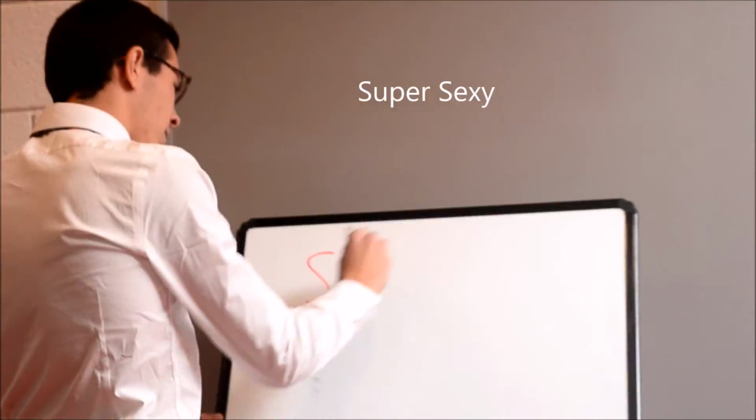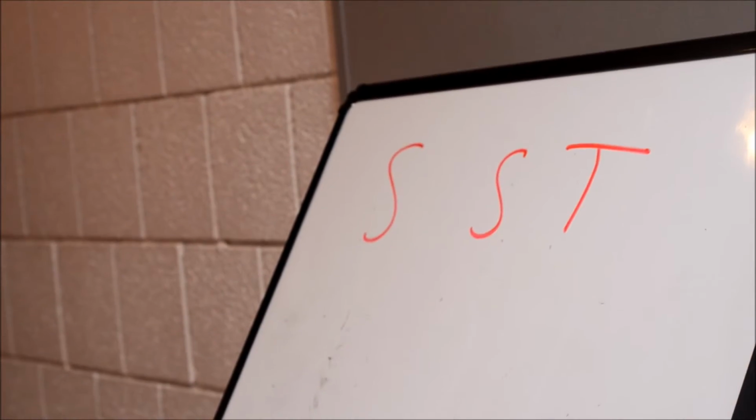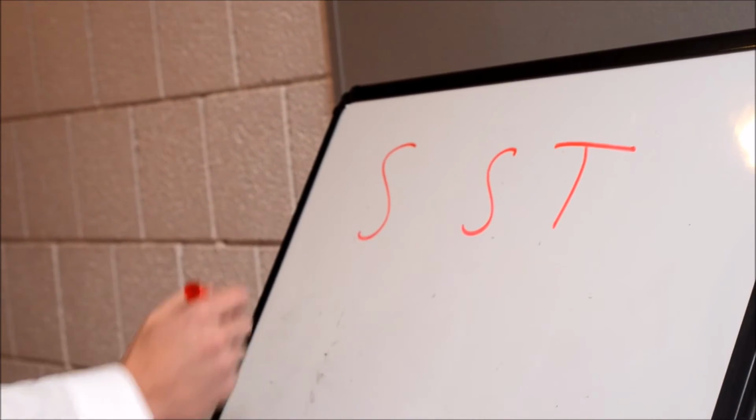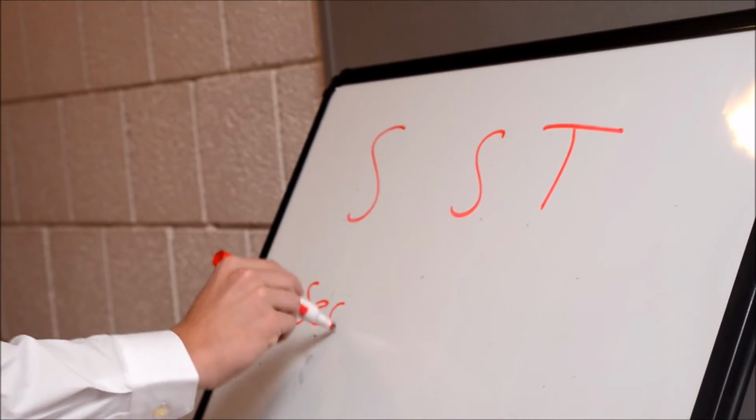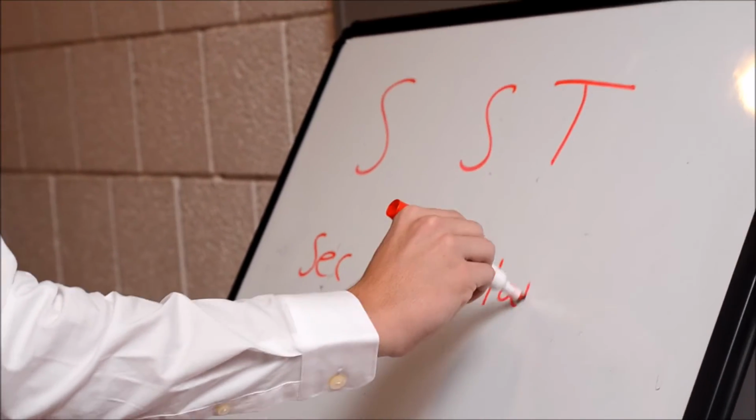I have my red marker here. Pretty sexy. You know what else is sexy? Tomatoes. Super sexy tomatoes. So the way this acronym works is you write the function that is correlated with the letter. So S, secant. T, tangent.